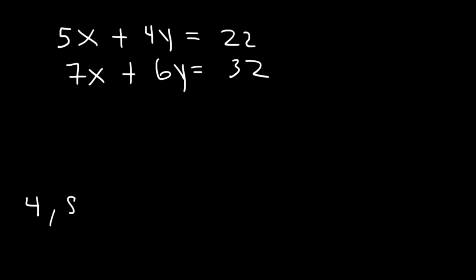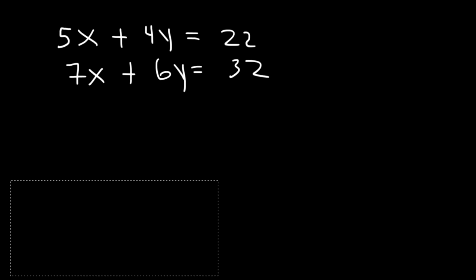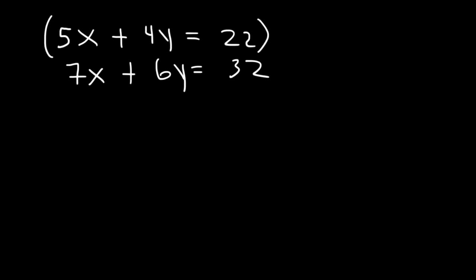Multiples of 4 are 4, 8, 12, and 16. Multiples of 6 are 6, 12, 18. Notice that the least common multiple is 12. So therefore, I'm going to multiply the first equation by 3 so that the 4y will change into positive 12y. The second equation, I'm going to multiply by negative 2 so I can get negative 12y. Positive 12y plus negative 12y adds up to 0. So let's go ahead and do that.